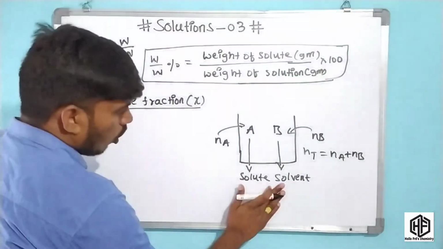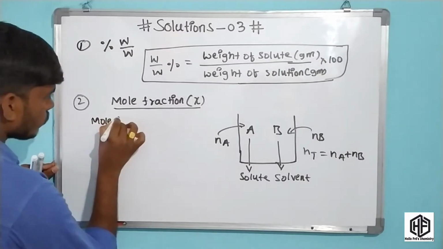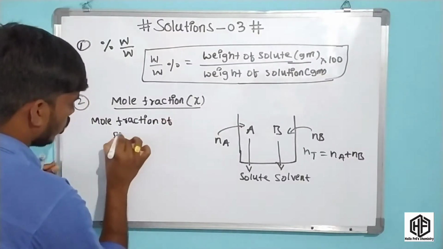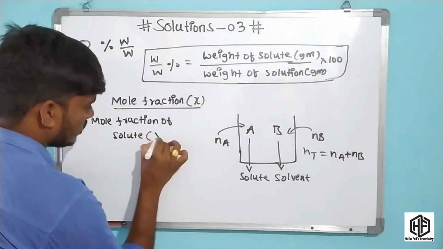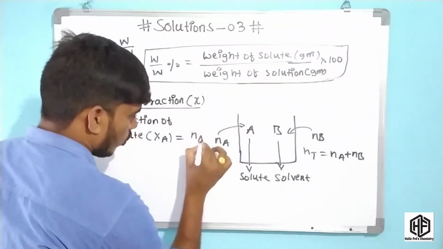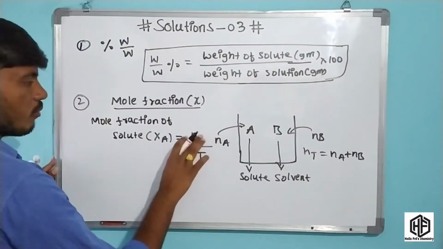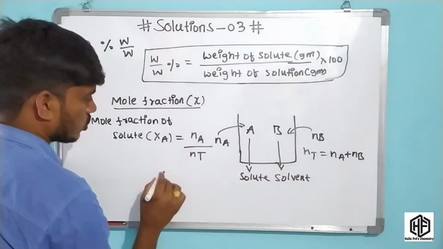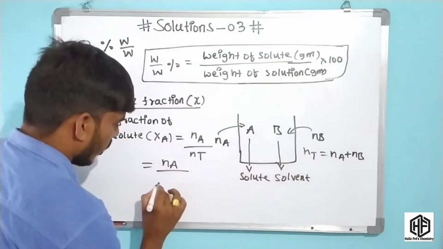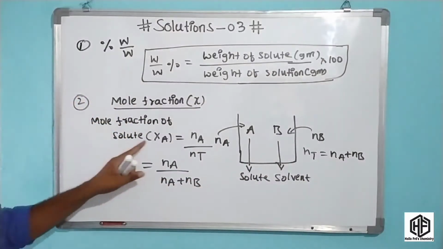Now we have to calculate the mole fraction of the solute, which is called zeta A. Zeta A is equal to the number of moles of solute divided by the total number of moles of solution. The number of moles of solute is Na, and the total number of moles is Na plus Nb. This is the mole fraction of the solute.